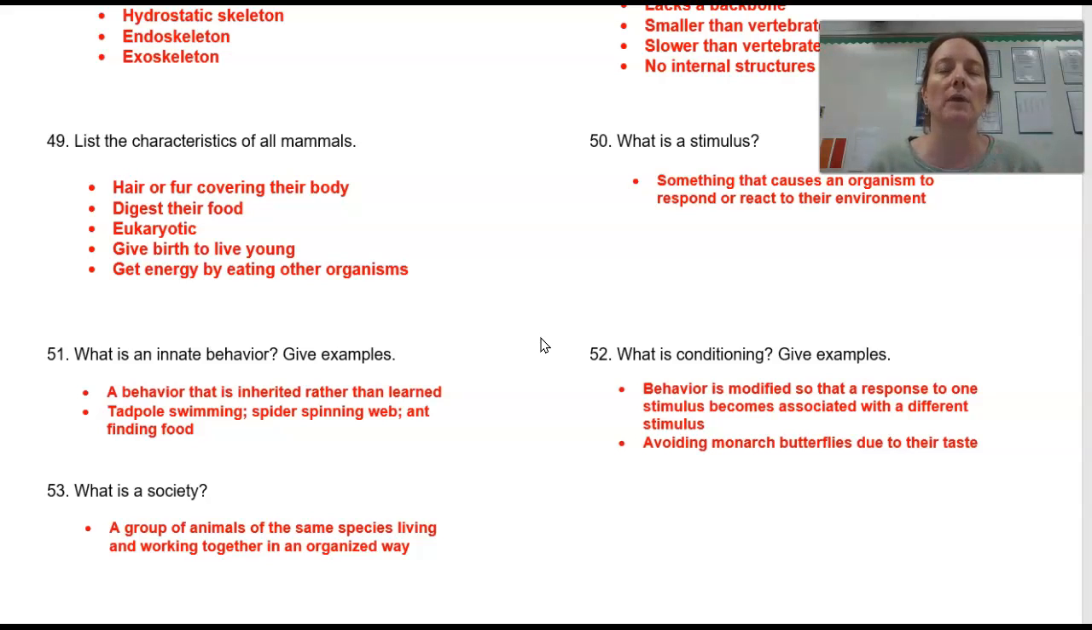Tadpoles, when they were hatched, were not taught how to swim. That was an innate behavior. They just knew how to do it. So that's what that is.